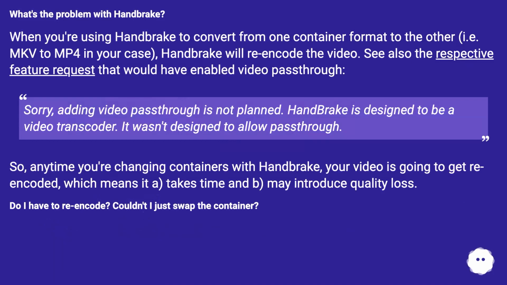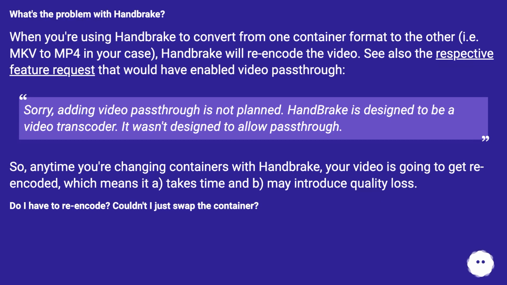What's the problem with Handbrake? When you're using Handbrake to convert from one container format to the other, i.e. MKV to MP4 in your case, Handbrake will re-encode the video. See also the respective feature request that would have enabled video pass-through. Sorry, adding video pass-through is not planned. Handbrake is designed to be a video transcoder. It wasn't designed to allow pass-through. So, anytime you're changing containers with Handbrake, your video is going to get re-encoded, which means it A, takes time and B, may introduce quality loss.